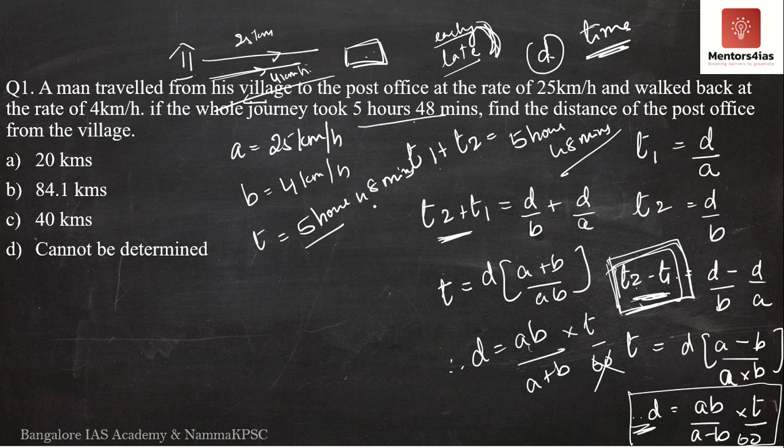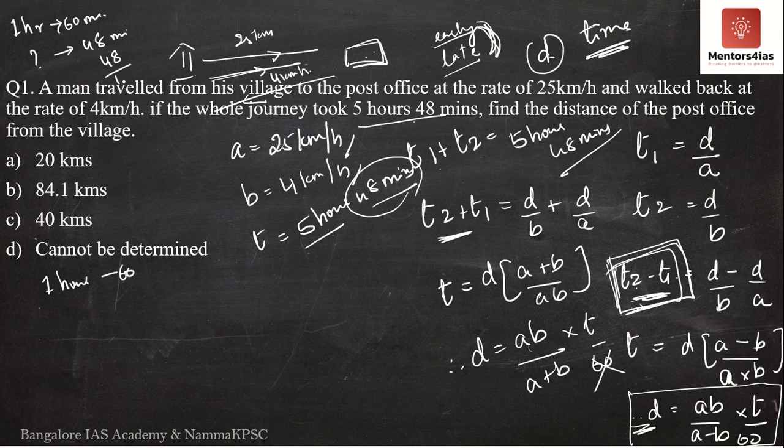Okay. Now since it is given in hours and minutes, but all of these speeds are in terms of hours, I must change 48 minutes into hours. So what will I do? Obviously I know 1 hour is equal to 60 minutes. Therefore, 48 minutes is equal to how many hours? So 48 into 1 divided by 60. I get 48 divided by 60. 48 divided by 60 is what? 12 4s are 48, 12 5s are 60. Therefore, it is 4 by 5 hours.